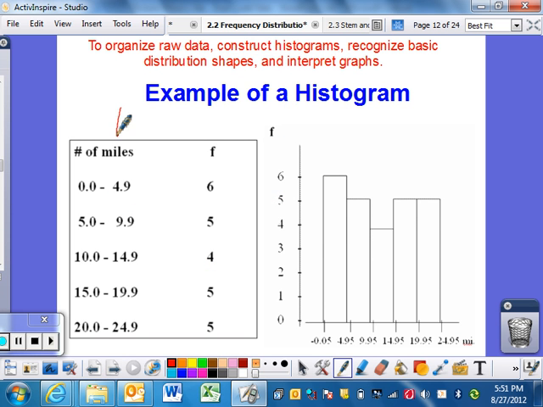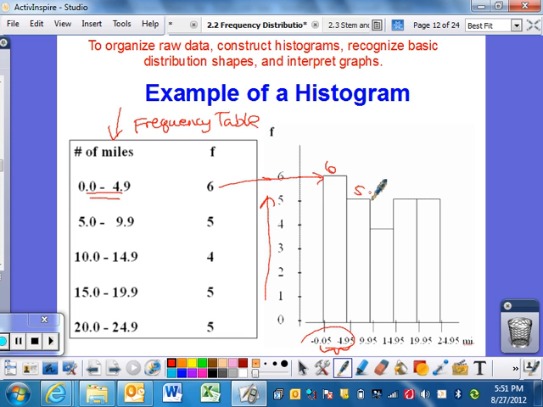So here's an example. Here's our frequency table, and the corresponding histogram next to it. Okay? So notice the frequency table has your class with 0 to 4.9, but on the actual histogram, you go with the boundaries. That's the difference. Okay? Your frequencies go up, and they just correspond to each one. So this would be 6, 5, 4, 5, and 5. All right? So that's kind of how that works.